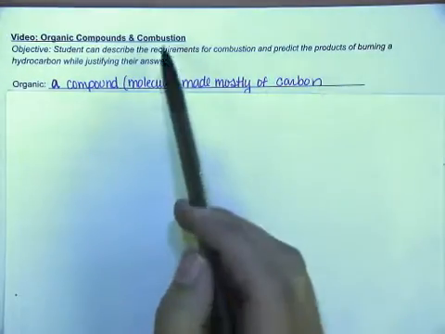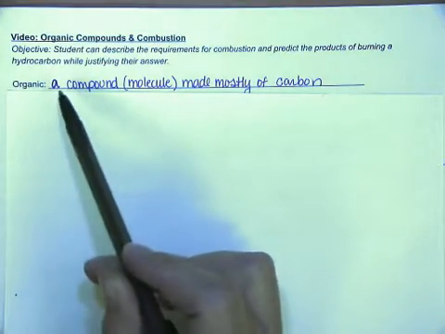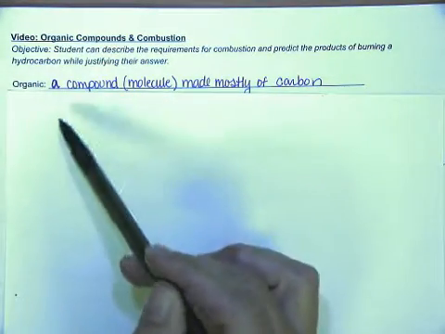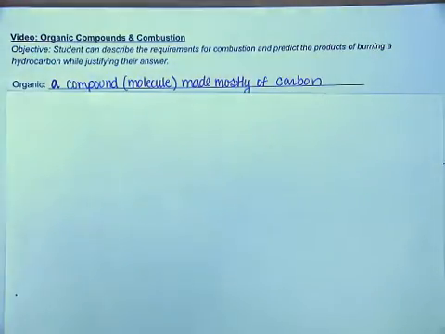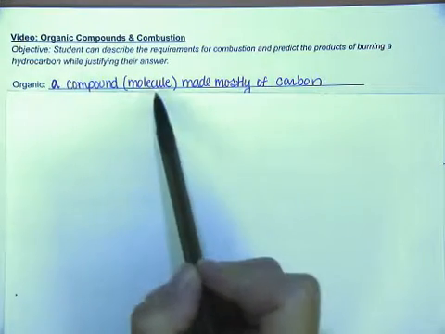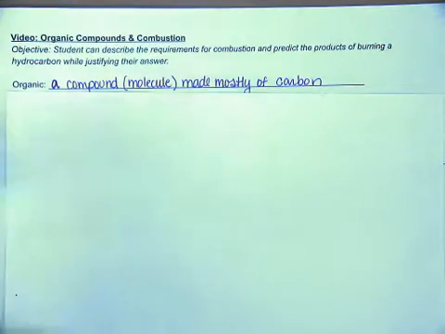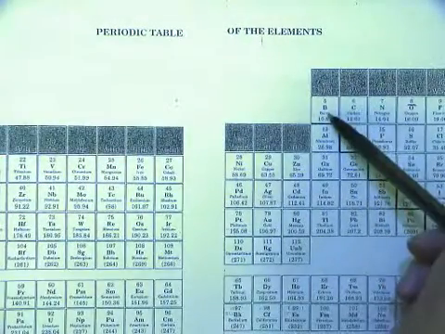This video is on organic compounds and combustion. You've heard the term organic used before, most likely at the grocery store. Organic to a chemist means something a little different. If a chemist talks about something that's organic, they are referring to a compound or molecule that's made mostly of carbon. Carbon is one of our elements on the periodic table, found here at number 6.